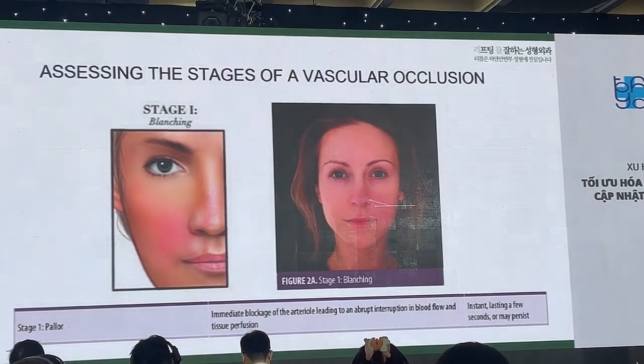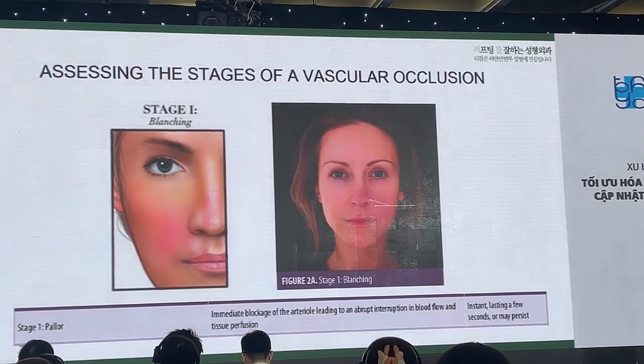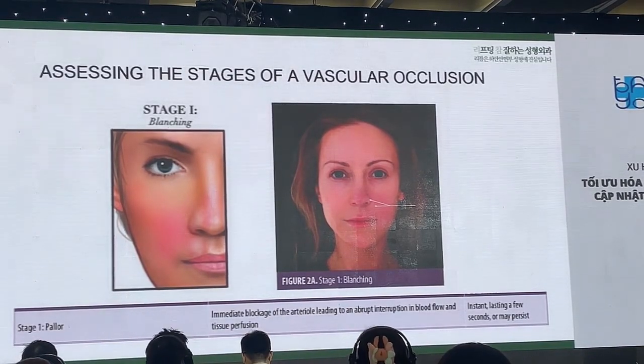First, pallor. The first stage is pallor or skin blanching. This occurs immediately after filler injection when blood flow and tissue perfusion are suddenly reduced, usually due to arterial blockage. Pallor typically appears within seconds or minutes of injection. It's a warning sign that filler might be obstructing an artery.